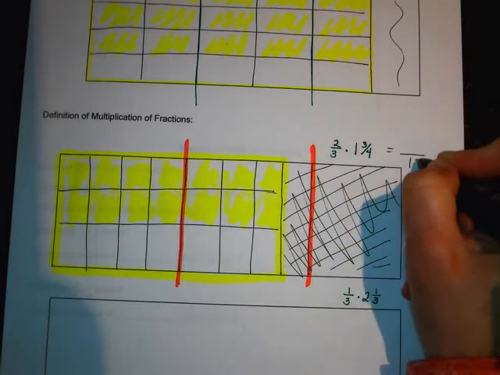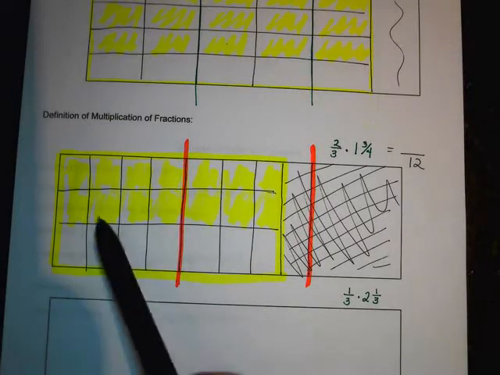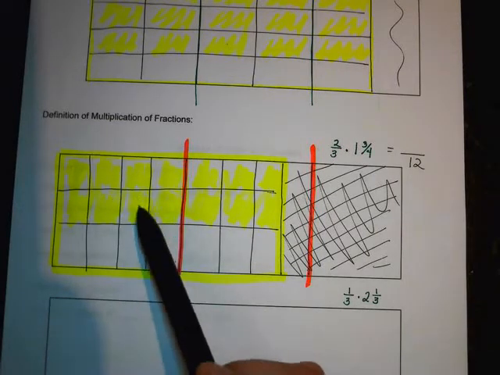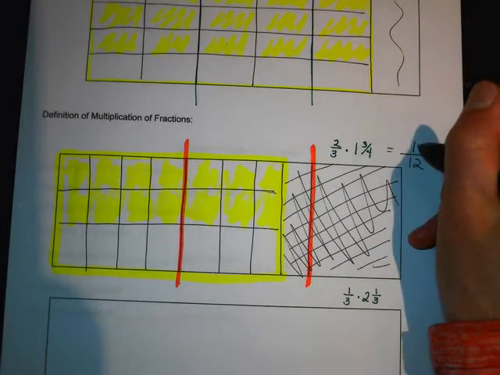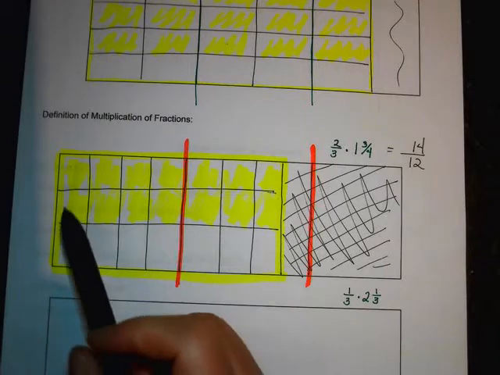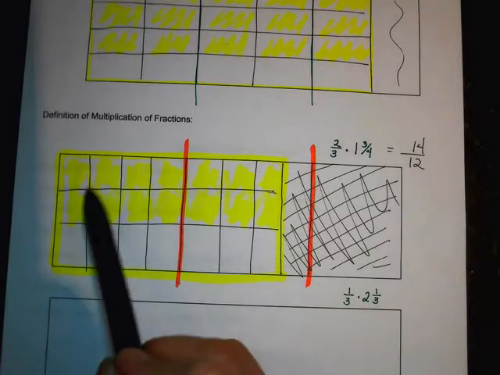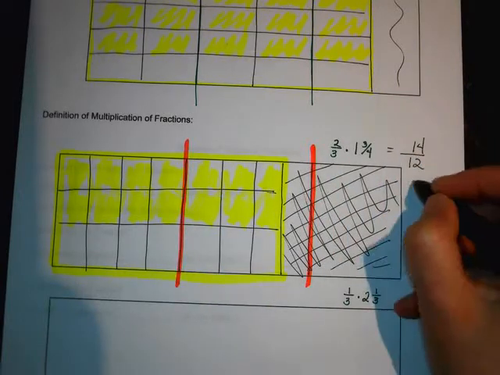And how many do we have? 1, 2, 3, 4, 5, 6, 7, 8, 9, 10, 11, 12, 13, 14. So we have 14 over 12. Or, we know 12 pieces makes a whole. So 2, 4, 6, 8, 10, 12. There's 1 and 2/12 left over.